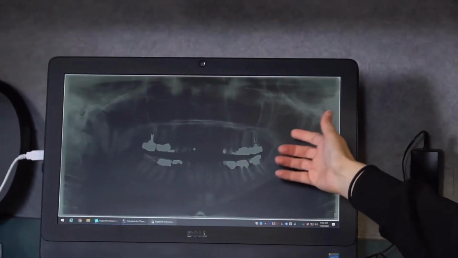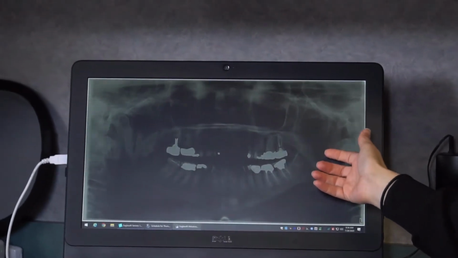Another important type of x-ray is a panoramic x-ray. This x-ray shows all the teeth, both upper and lower jaw bones, the maxillary sinuses, and TMJs, to name a few things. Because this x-ray shows a broader view, it can be used for multiple different purposes.